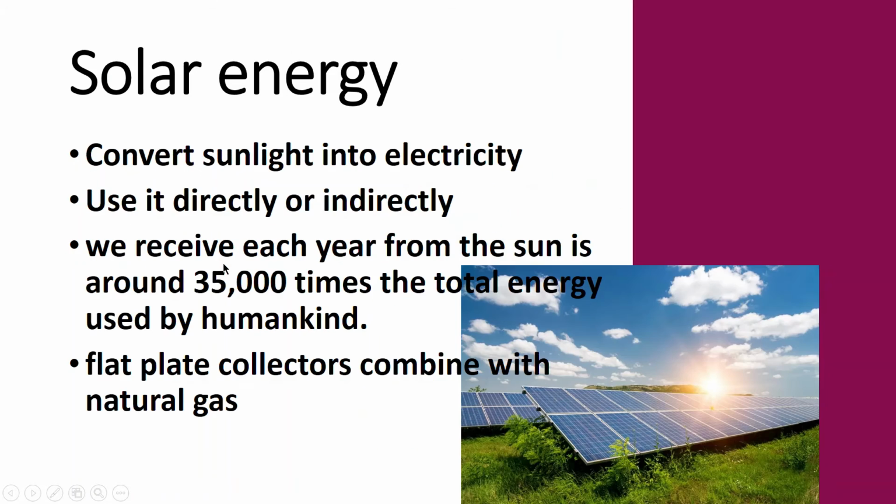Third is hydro energy. Solar energy is energy that converts sunlight into electricity, and through this solar energy we can use it directly or not. What we receive each year from the sun is around 35,000 times the total energy used by humankind. When the weather is bad, we can use the flat plate collector combined with natural gas to increase the heat to make the whole process and machine work.